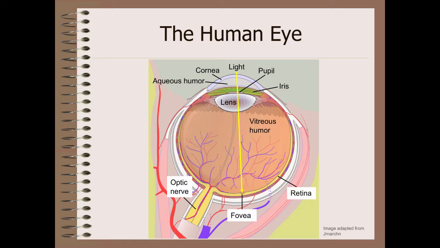Finally, there is a spot on the retina referred to as the optic disc. There are no photoreceptors here because this is where all of the cell fibers making up the optic nerve exit the eye. Now, let's go into each of these components in more detail.